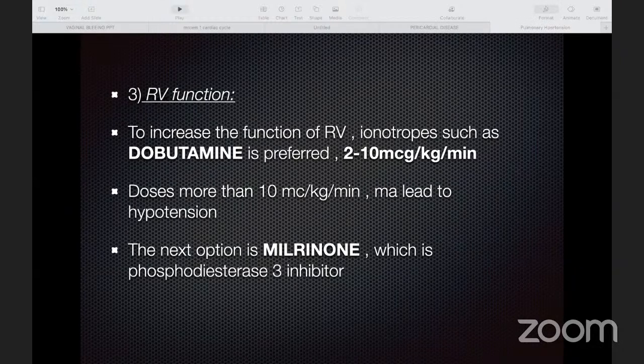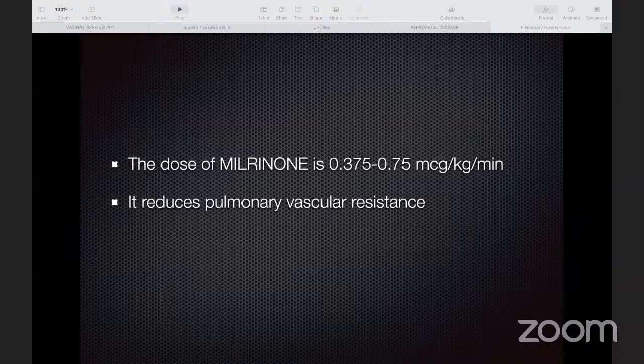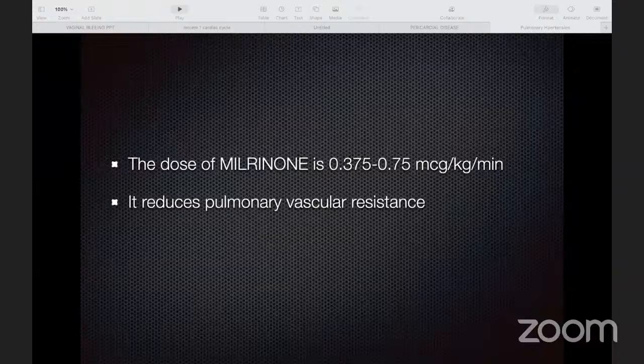And the next option is milrinone, which is a phosphodiesterase 3 inhibitor. It can reduce pulmonary vascular resistance. So it's the second preferred inotrope and second preferred drug in the case of increasing the RV function. And the milrinone dosage is 0.375 to 0.75 microgram per kilogram per minute. So those are the two drugs which are used to increase the function of the RV.